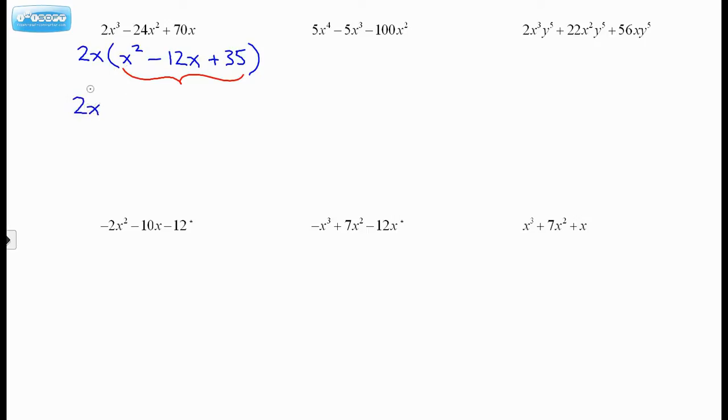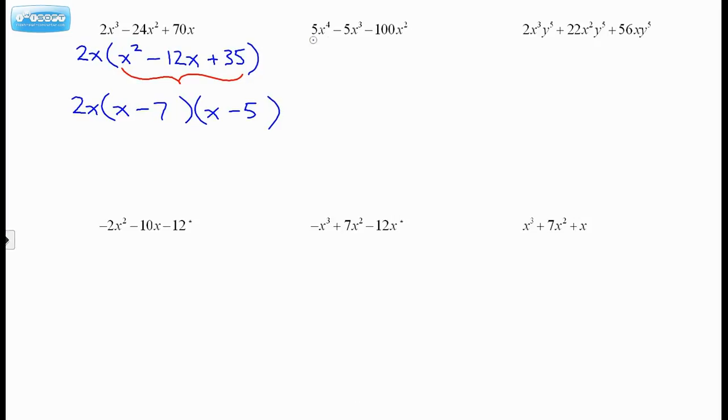Okay, so we need two numbers that multiply to positive 35 but add to negative 12. Well, that tells me that both my numbers must be negative. So this would be x minus 7, x minus 5, because negative 7 and negative 5 multiply to positive 35. When added together, I get negative 12. I'm not going to show the check. This is good enough.